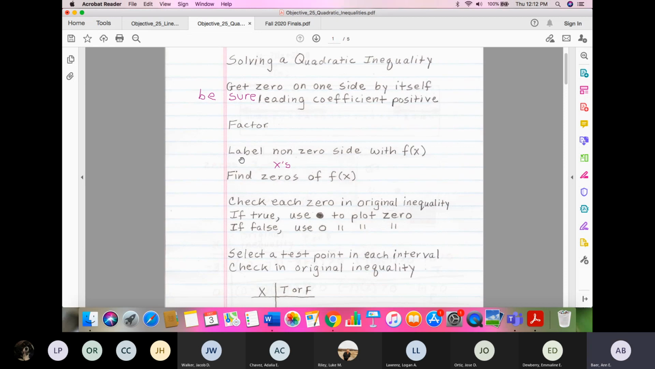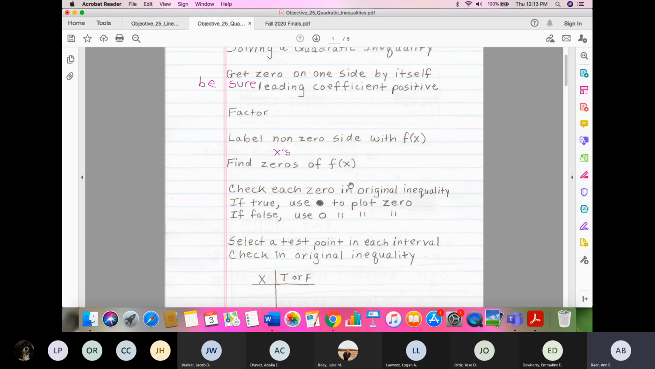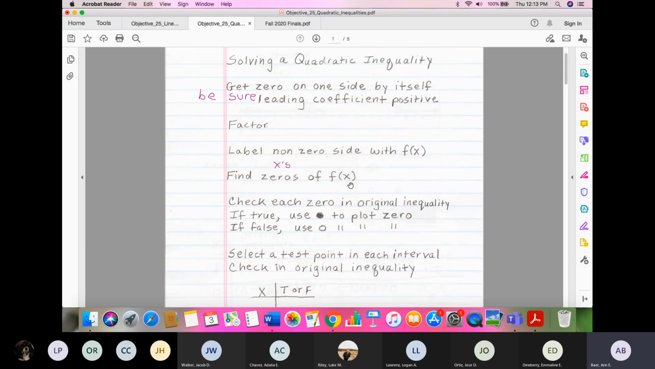You want to take your non-zero side and label it with f of x. F of x means y. You want to find the zeros of f of x. The zeros, remember, Z-E-R-O, are x's. They're the x's that make y equal to the number 0. You want to check each 0 in the original inequality, because what you're trying to find ultimately is all the x's that satisfy the original inequality.